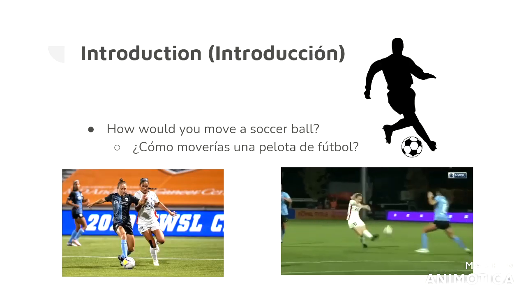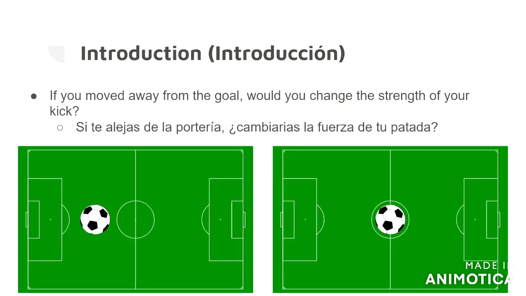So how would you move a soccer ball? You'd probably kick it, right? So if you were trying to kick a soccer ball towards the goal, you'd kick it at a certain speed. But if you moved away from the goal, would you change the strength of your kick? You'd probably have to kick it further, so you'd have to therefore kick it harder with a higher force.